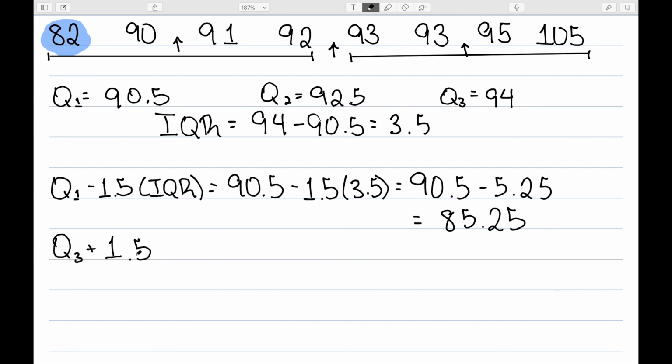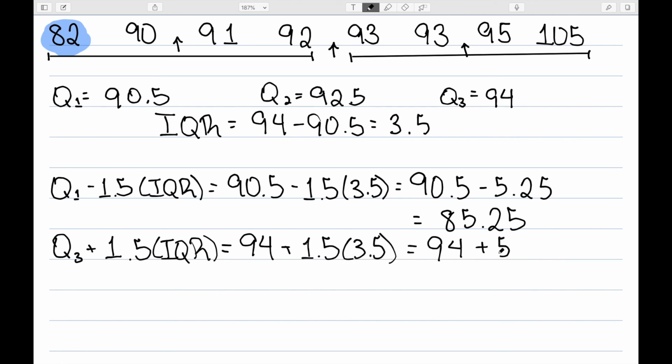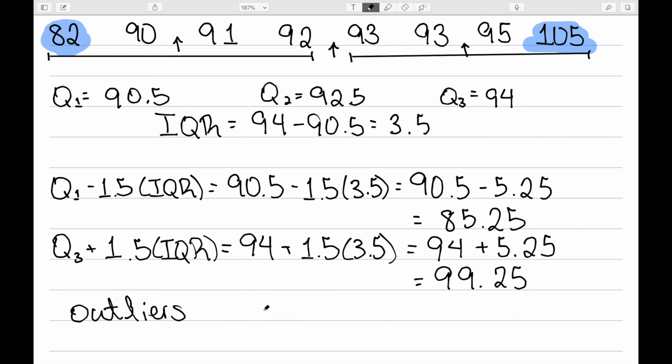Q3 plus 1.5 IQR. We know Q3 is 94 plus 1.5 times 3.5. That's 94 plus 5.25, which would be 99.25. And so we do have a value bigger than 99.25. So in this case, we have two outliers. We have 82 and 105, both as outliers. 82 is a lower outlier and 105 is a higher outlier.